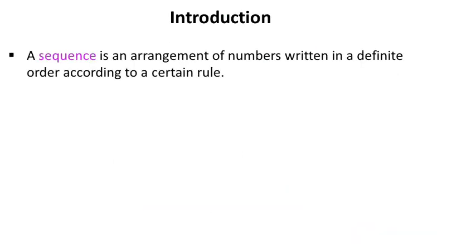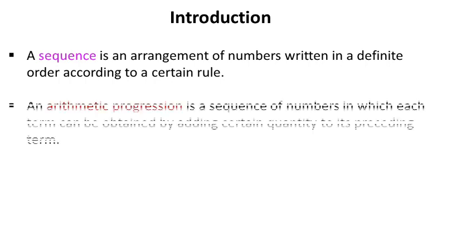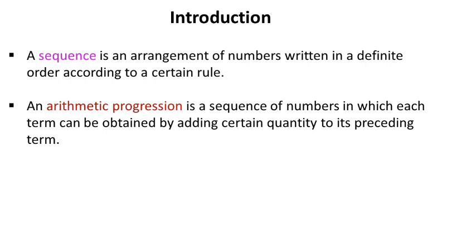A sequence is an arrangement of numbers written in a definite order according to a certain rule. In chapter 10, we have learned that an arithmetic progression is a sequence of numbers in which each term can be obtained by adding a certain quantity to its preceding term. In chapter number 11, let us learn what we mean by a geometric progression.